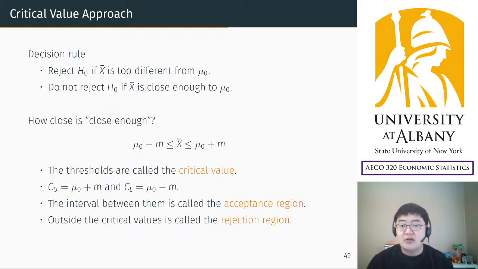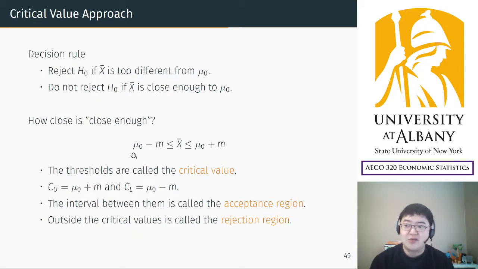The decision rule is like this. You are going to reject the null hypothesis if the sample mean itself is too different from the belief. Don't reject if it is close enough to the belief. Then, as usual, how different is too different, and how close is close enough?